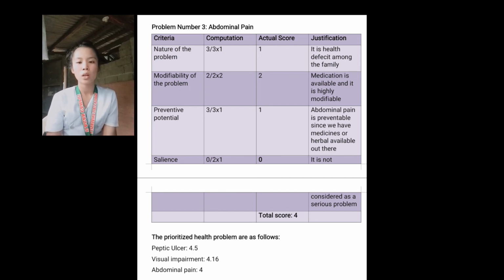So the prioritized health problems are as follows. First is the peptic ulcer, which has a 4.5 total score. Visual impairment, which is 4.16 total score. Abdominal pain is 4 the total score. So that we have prioritized the peptic ulcer, which has the highest score of 4.5.